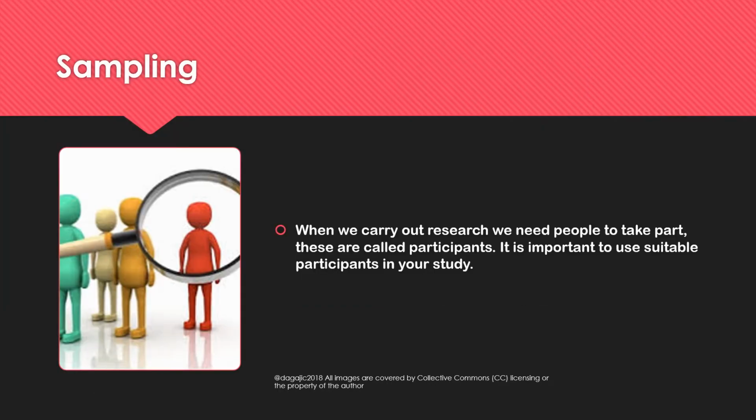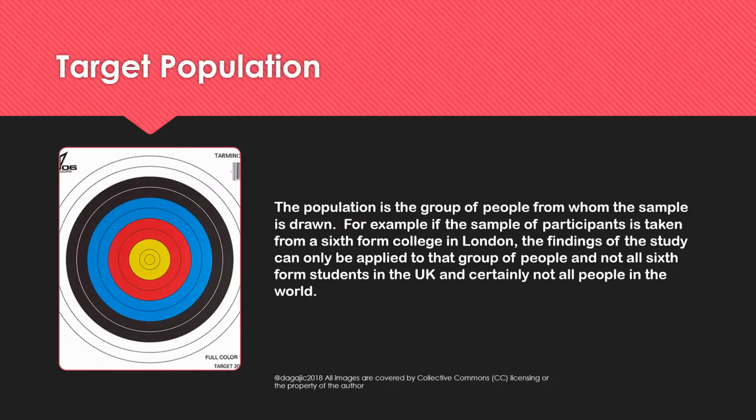So as we've already said, we always need participants and they need to be suitable for our study. So there has to be a selection process, which is what sampling is all about. We always select our sample from the target population. Now, the target population's not usually all the world or all the residents of a particular country. It's the group of people that we're interested in, and that's the population from which we draw our sample.